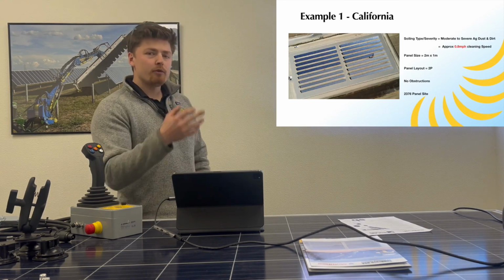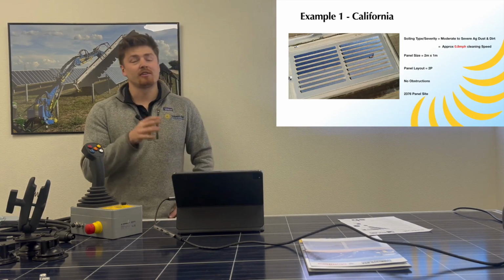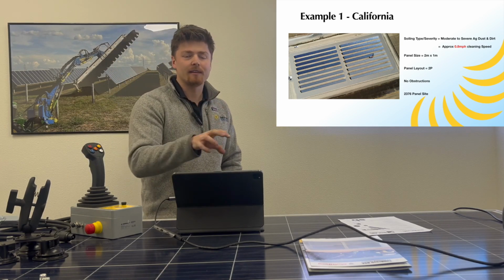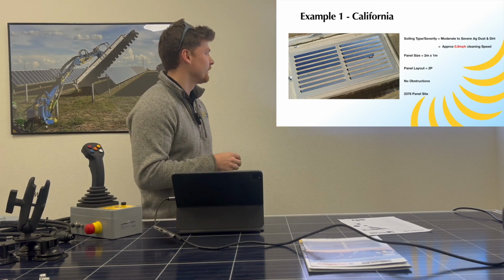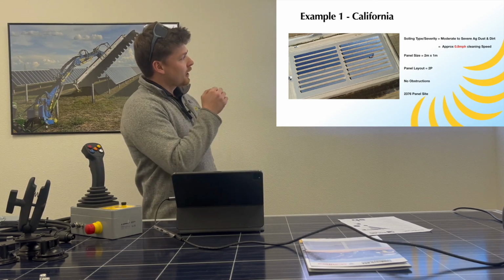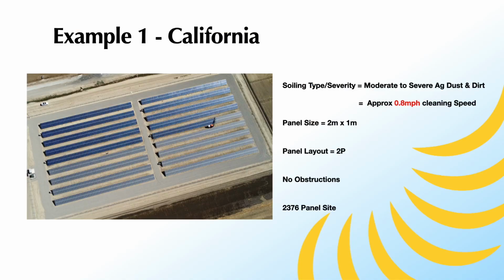So we'll now go through some examples. We've got 3 different examples. They're actually all in the US, and hopefully it'll help us put that into practice as we go through it together. Example 1 was in Central Valley, California. Regarding the soiling type, as you can see in the photo, we've got moderate to severe ag dirt and dust. And when we were there, we were cleaning at about 0.8 miles per hour.